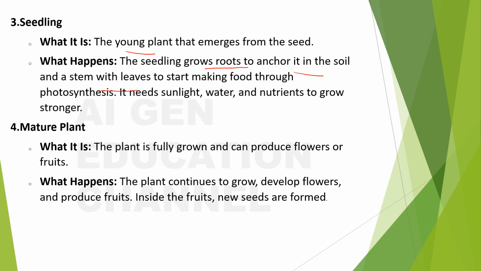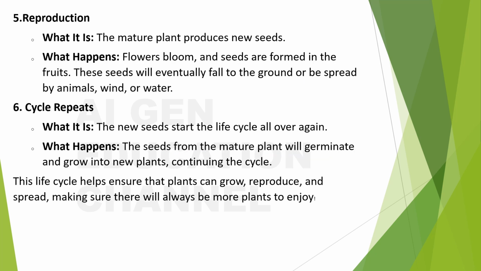Mature plant. The plant is fully grown and can produce flowers or fruits. The plant continues to grow, develop flowers and produce fruits. Inside the fruits, new seeds are formed. And again those seeds will get distributed and again there will be new plants. Right? So the mature plant produces new seeds. Flowers bloom and the seeds are formed in the fruits. These seeds will eventually fall to the ground or be spread by animals, wind or water.